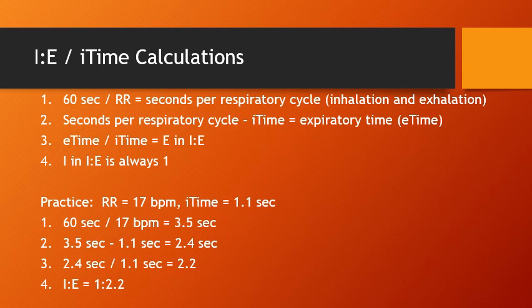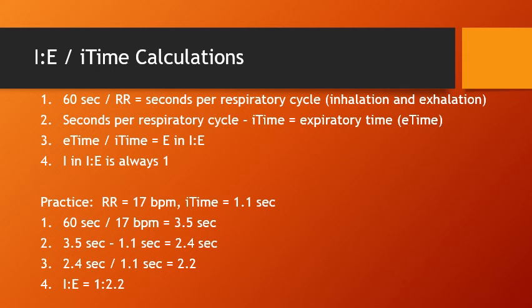So step one, we're going to take our 60 seconds, because 60 seconds in a minute, and divide it by our respiratory rate of 17 breaths per minute. That gives us 3.5 seconds, and that is seconds per respiratory cycle. So it is taking this patient 3.5 seconds to do a full inhalation and a full exhalation.